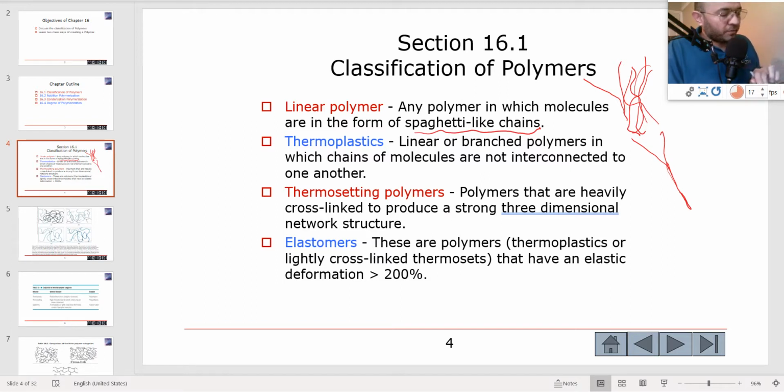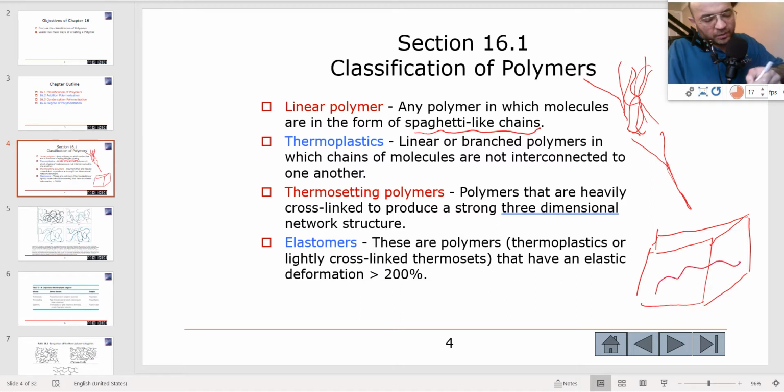Thermosetting polymers are polymers that are heavily cross-linked to produce a strong three-dimensional network. Now, how do they look? Assume that we say three-dimensional, right? So let me just draw a three-dimensional space. In a three-dimensional space, if you have a polymer like this, another polymer like this, and another like this, now they are interconnected. You can see they are going over each other, and sometimes they have connections with each other.